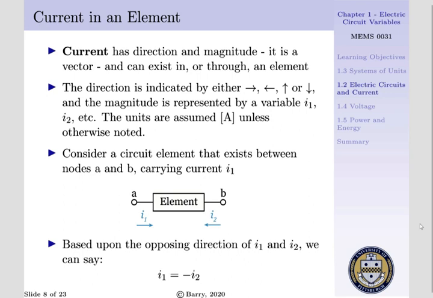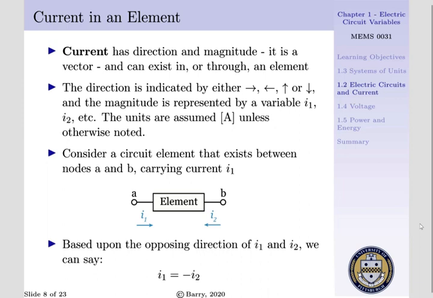Consider a circuit element that exists between two nodes, A and B, carrying a current I1. Node A is represented by an open circle. Node B is also represented by an open circle. Current I1 is going to flow from node A to node B through our element. Now, I1 has magnitude and direction. Its magnitude is I1, and its direction is from left to right, i.e. node A to node B.